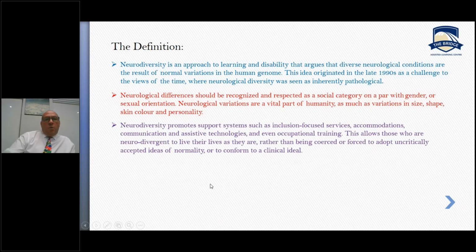Then what do we do? Neurodiversity promotes support systems, such as inclusion. So we really want to include people rather than exclude people because of differences in terms of brain strengths and weaknesses. So that's part of it. Accommodations. Those of you in an educational field, you know what that means. That means a person who may need a little bit longer time, possibly, to get to the answer or to formulate an answer. But eventually we will get a truer definition of what that person's capable of by giving them extra time. So that's one of the accommodations.